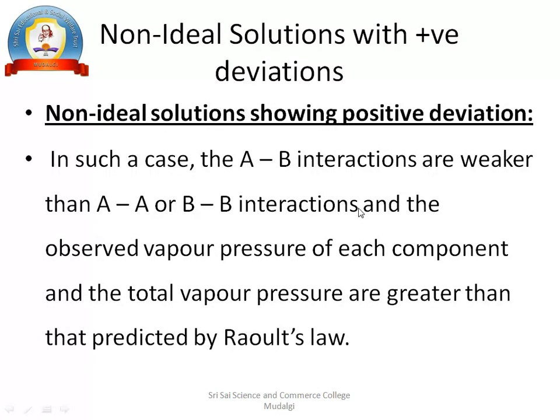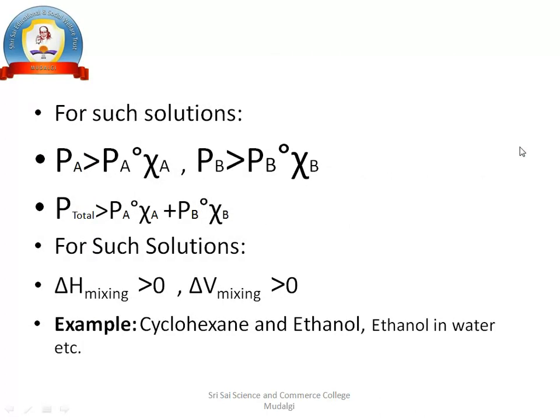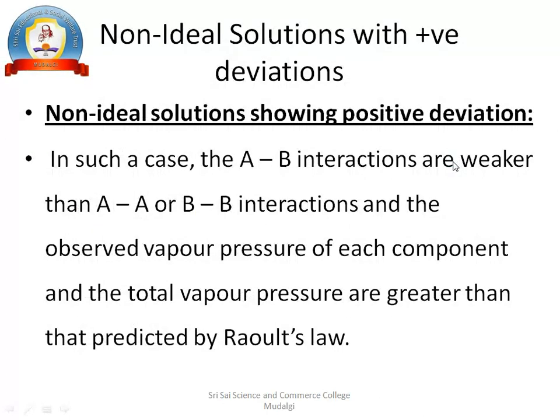These are the two important points you should remember for a non-ideal solution. Now, the first type of non-ideal solution is the non-ideal solution with positive deviation. What are the characteristics of such a solution? In such cases, AB molecule interactions are weaker than the individual molecule interactions, that is AA interaction or BB interaction.